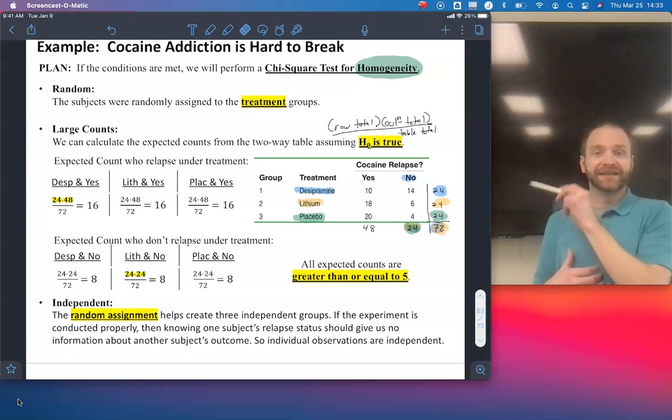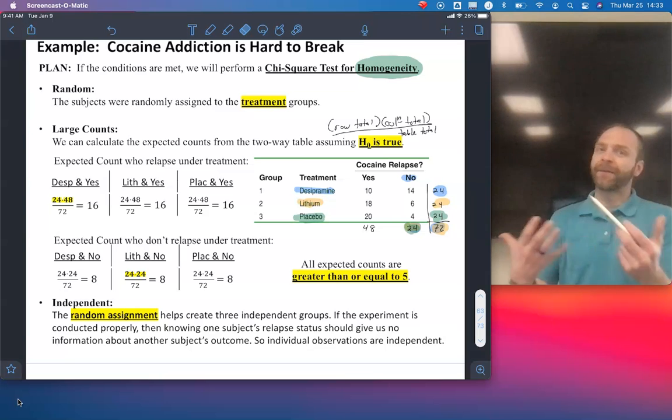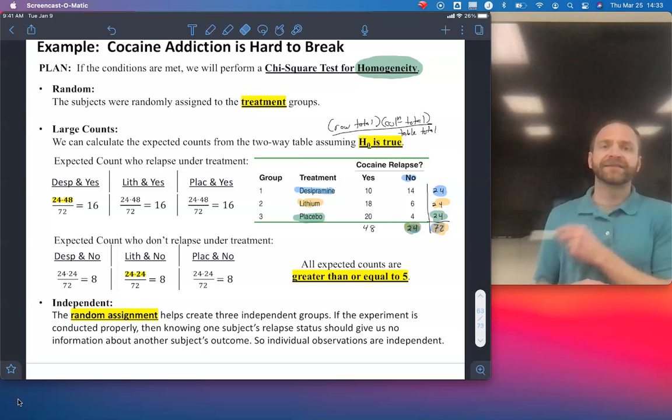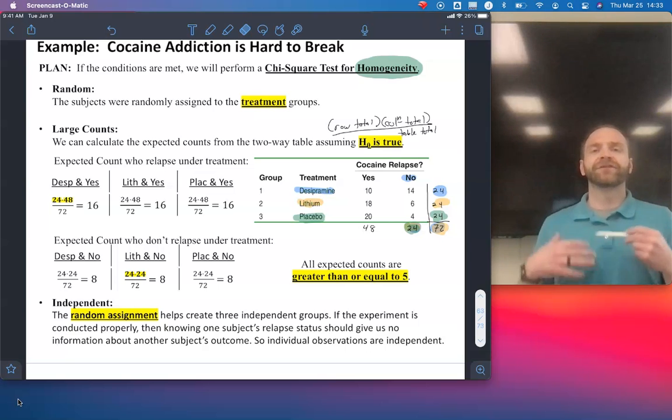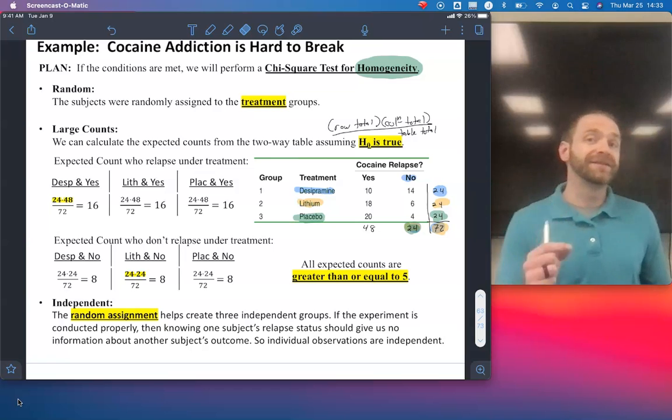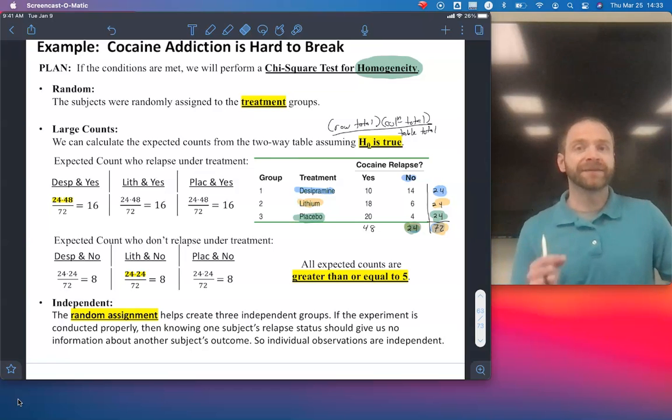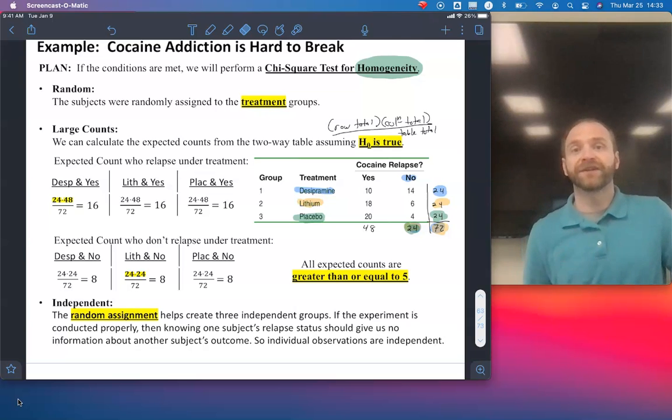So here we had 6 cells in the table, and I have 6 of them. There just happen to be a few of them that are the same. You have to make the statement that it's greater than or equal to 5, and then you have to address independence, which in this case was an experiment. So we had to make sure a random assignment created 3 independent groups, and that knowing one's outcome is not going to affect the other ones, so that individual observations are independent.